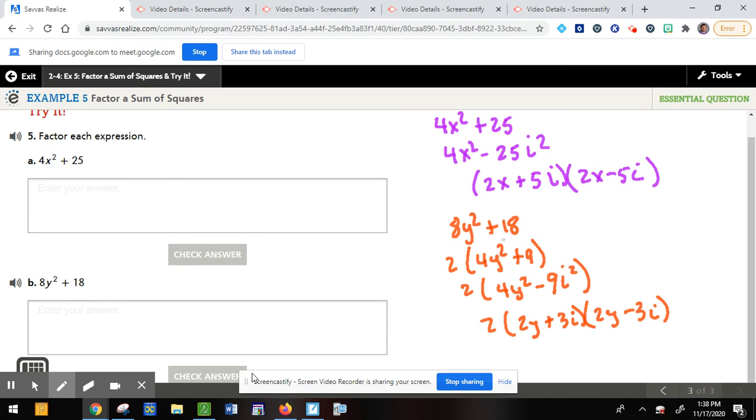8y squared plus 18, you can take a GCF of 2 out first. You have 4y squared plus 9. That 9 can change to minus 9i squared. And then when you factor this difference of squares, you get 2y plus 3i and 2y minus 3i. All right. Let's take a look at the last example.